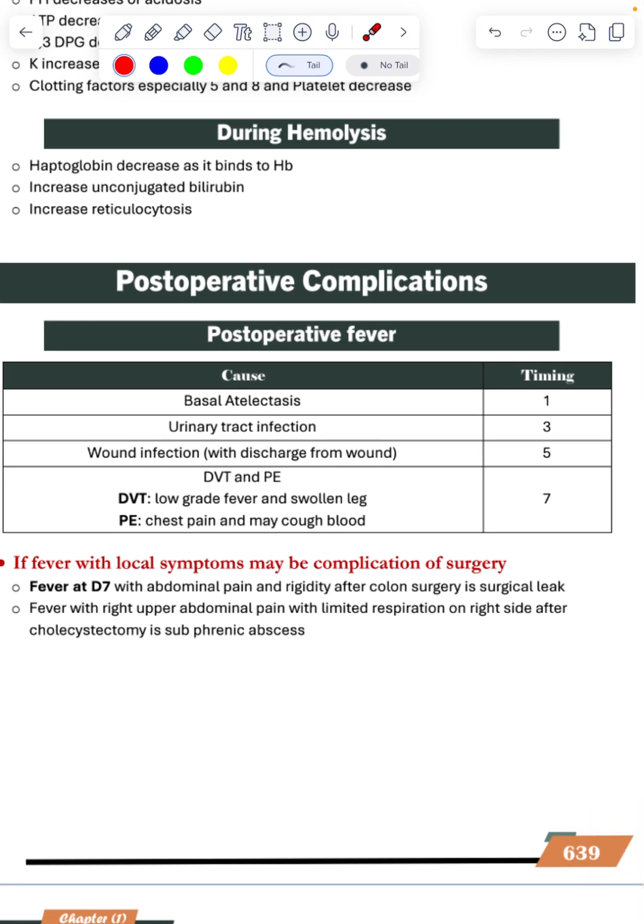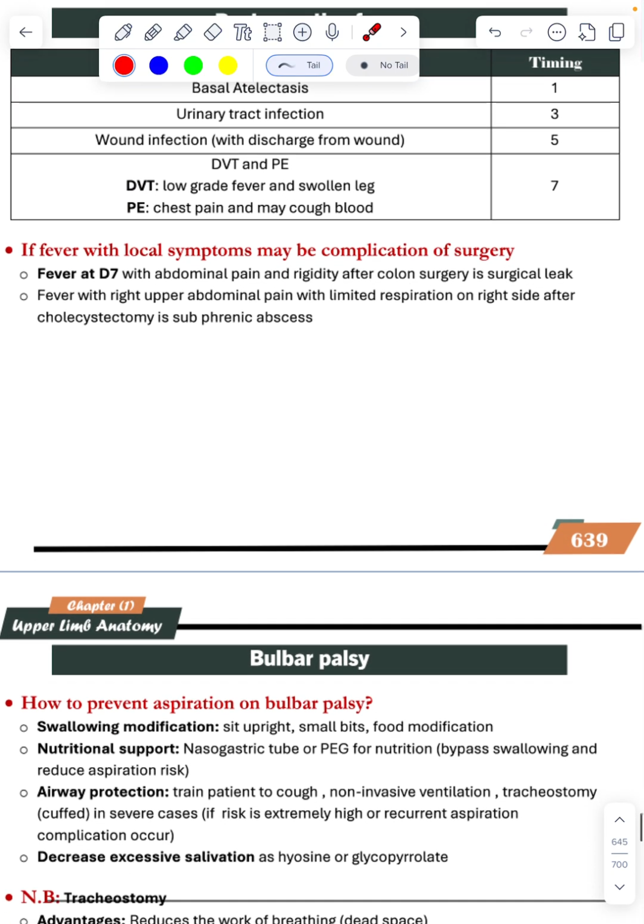Post-operative complications: atelectasis on day 1, UTI on the 3rd day, wound infection on the 5th day, DVT and pulmonary embolism. Fever with local symptoms on day 5.